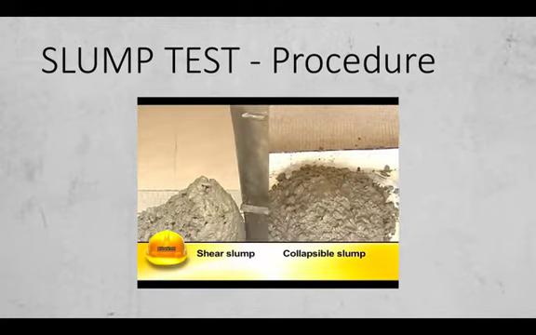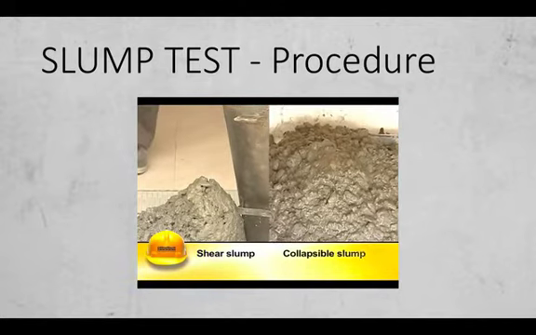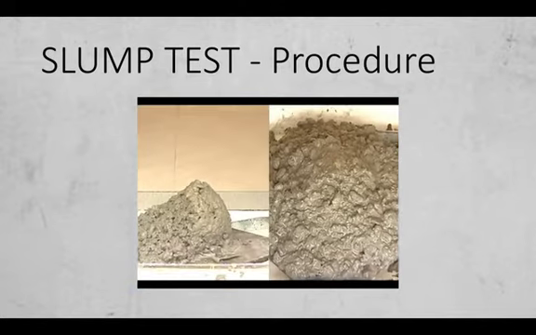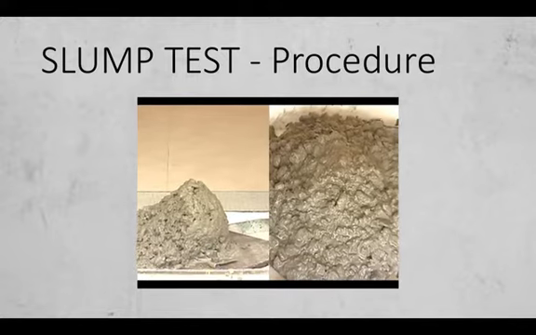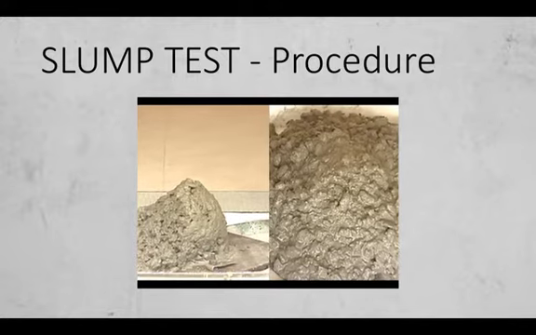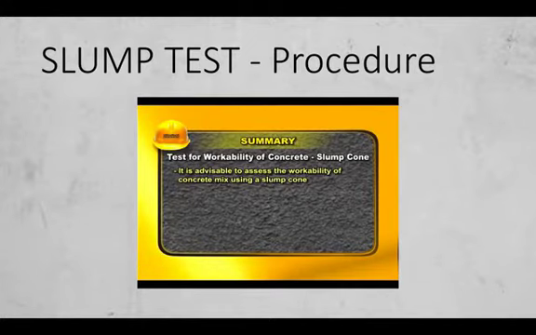In case of slump results beyond the specified limits, the mix proportion needs to be adjusted, especially the water content. The slump can also be varied by changing the proportion, size, and combination of the various sizes of the aggregates. It is advisable to assess the workability of concrete mix using a slump cone.